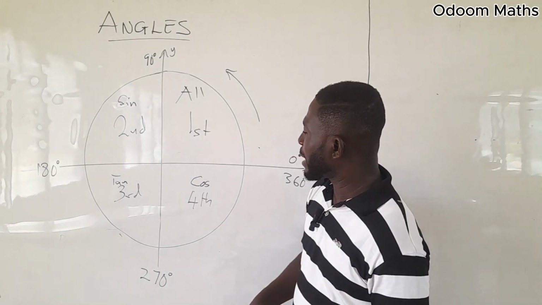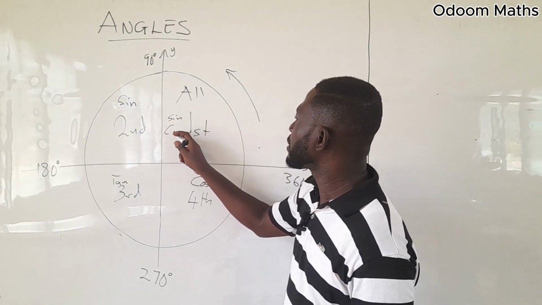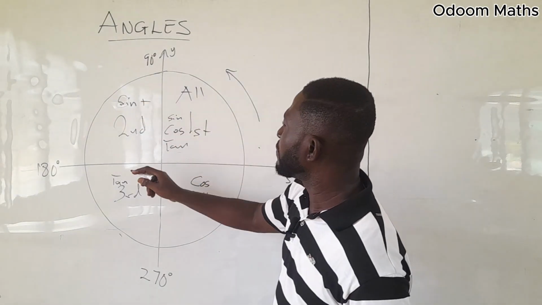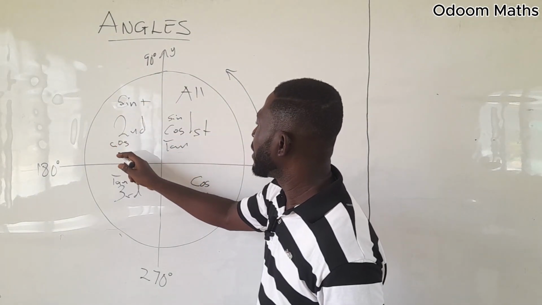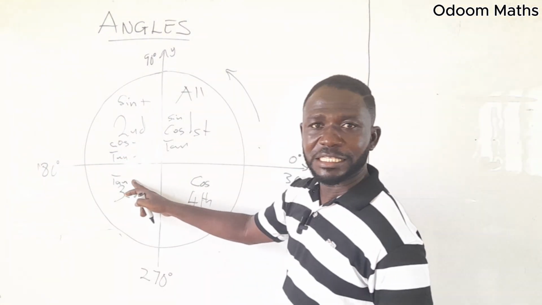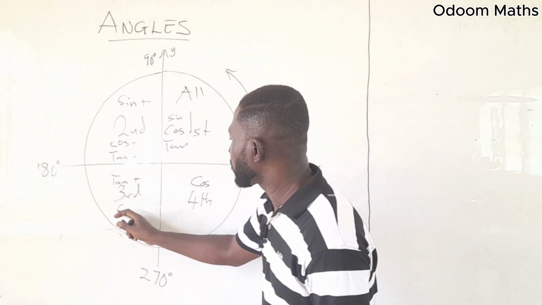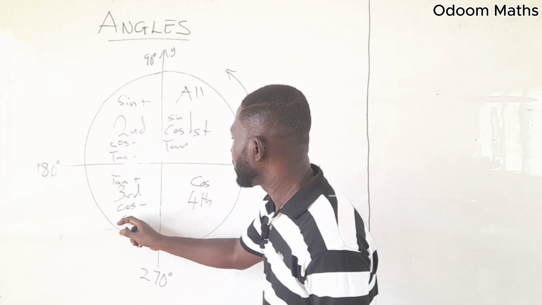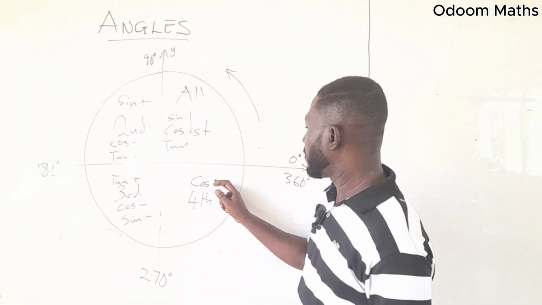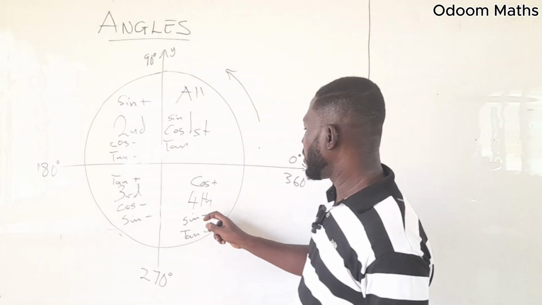Since this place is all, sine, cosine, and tangent are all positive. Here, sine is positive, so cosine and tangent are negative. Here, tangent is positive, so the rest, cosine and sine, are negative. Then in this place, cosine is positive, so sine and tan are negative.